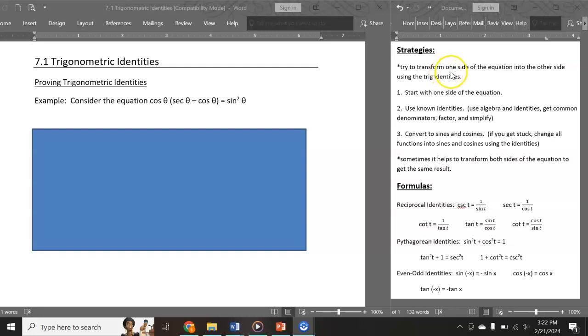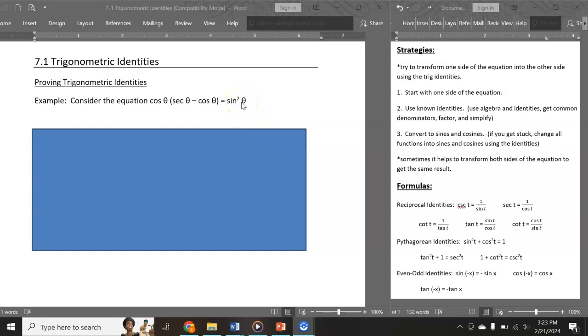The goal is to try and transform one side of the equation into the other side using any of our trig identities. So you pick one side of the equation, and it's always easiest to go to the complicated side. I know that seems counterintuitive, but there's more that you can do there. So pick the complicated side of the equation. Then you're going to use your identities to simplify that side, just like we did in video 1. You can convert to cosines and sines if you get stuck, but the goal at the end is to make the side that you picked look like the other side.